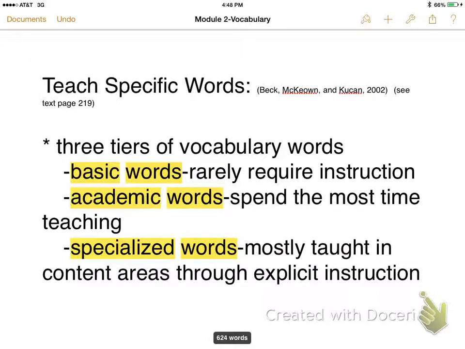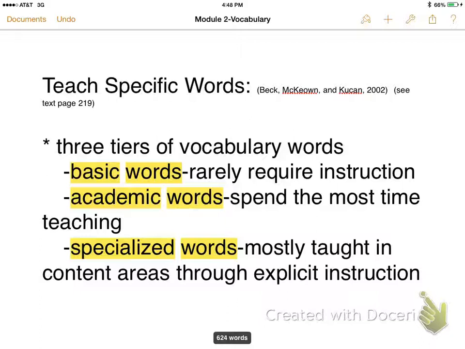You can look in your book on page 219. This study by Beck, McKeown, and Kucan, well, not a little study, it's a big study, was talking about teaching specific words. This should answer the question, how do I select words that I teach?